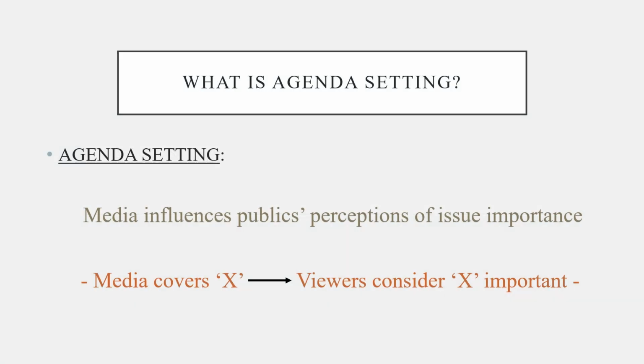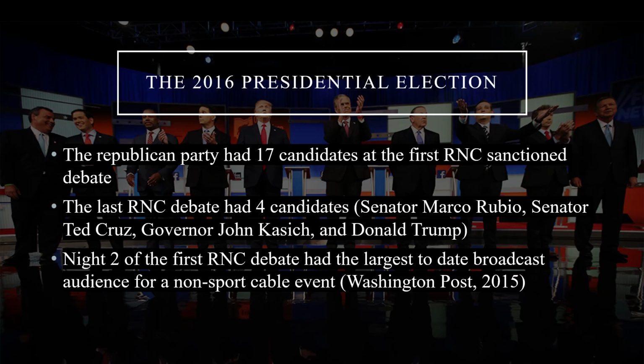So what is agenda setting? Agenda setting is a communication theory that basically says the media influences the public's perceptions of certain issues. So if the media covers issue X, the public is going to consider issue X important. And it's also important to note that the media doesn't tell us how to feel about these issues, it just tells us what issues to think about. So it's not influencing our opinions on the issues, it's just pushing issues to the forefront of our minds and telling us to think about and consider these issues.